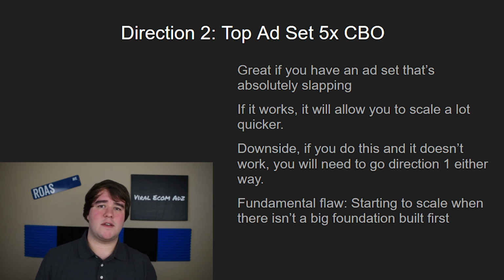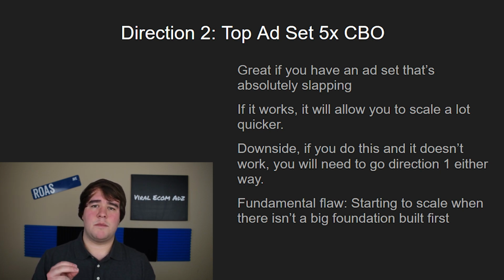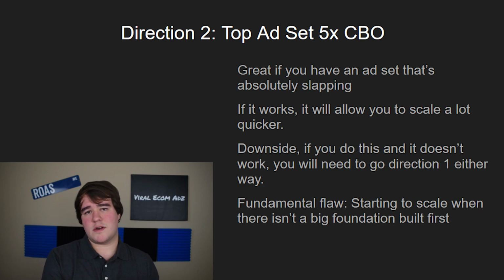And one of the upsides to this method is if you can come out the gate and make a 5x CBO this early on, you could scale pretty quickly, considering that once you get that scale CBO campaign working, it's very easy to just ramp it up. Now, the downside to doing this is if your 5x CBO doesn't work, you may have a few ad sets that you can try it with, so you may be able to try like 2 to 3 of these. If they don't work, you're going to have to go back in time and do a relaunch campaign anyways.